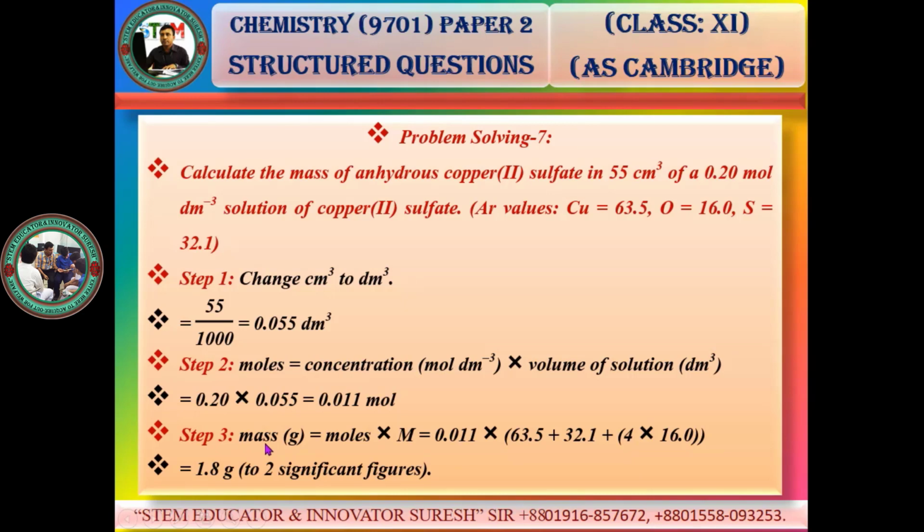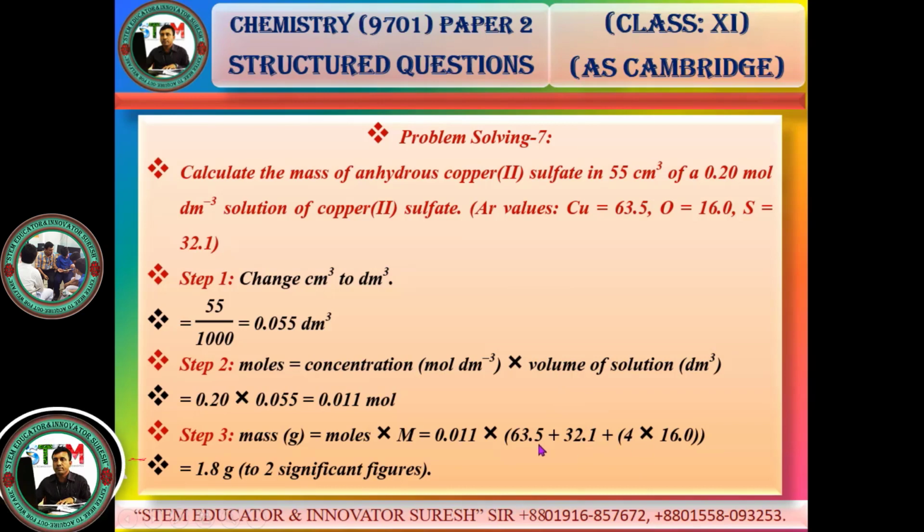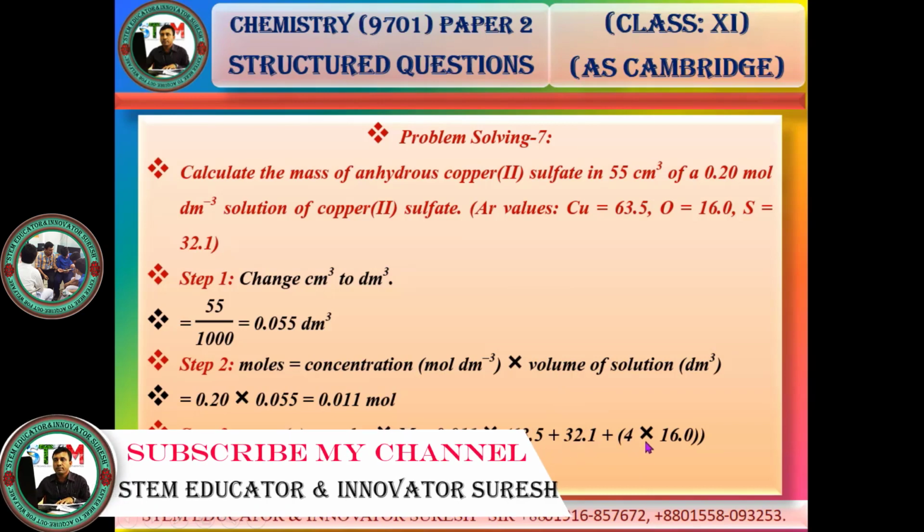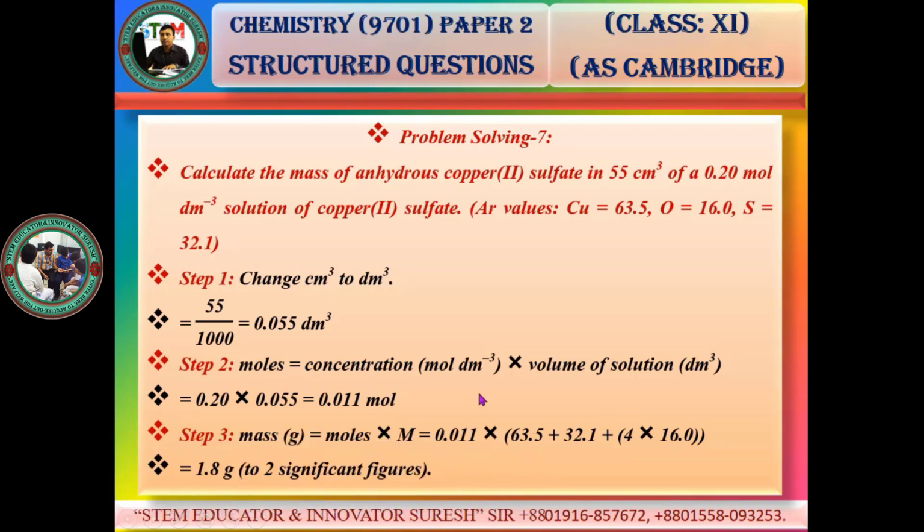We have just calculated the number of moles, but we know mass equals moles multiplied by relative molecular mass. So from the previous step 2, we get 0.011 multiplied by the relative molecular mass: 63.5 plus 32.1 plus 4 atoms of oxygen present here, copper(II) sulfate. At the time of writing the formula, you know, the copper(II) sulfate formula is CuSO4: copper atom 1, sulfur atom 1, but oxygen 4 atoms, so 4 into 16.0. After doing it, we are getting 1.8 gram to 2 significant figures.